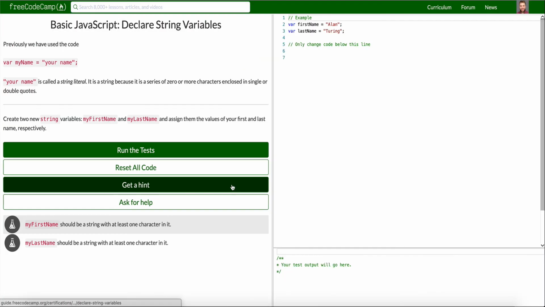Good to go. So that's it, guys, for lesson 4. Next up, we'll be starting with declaring string variables in lesson 5.